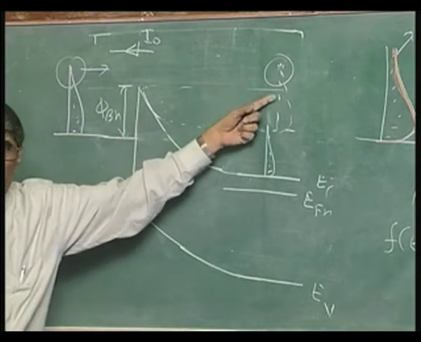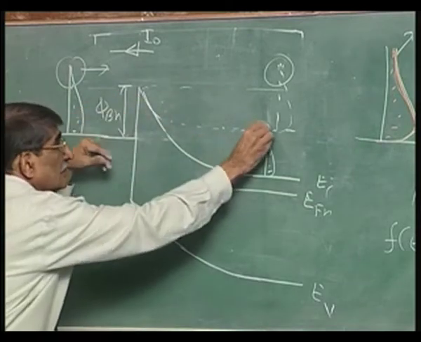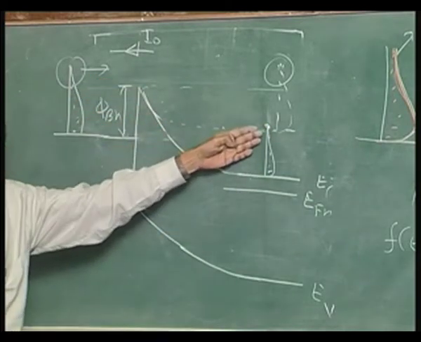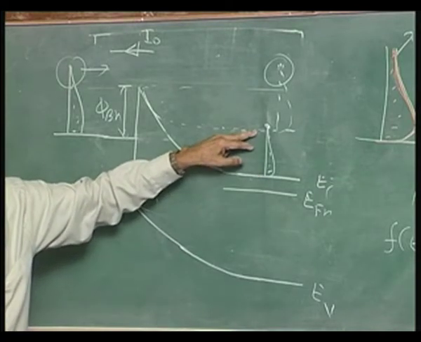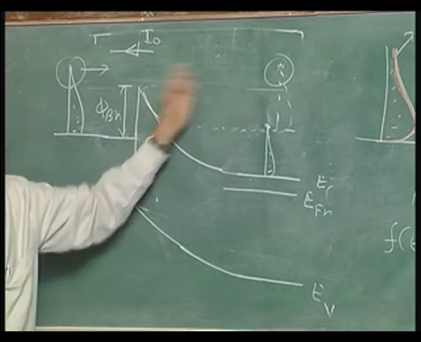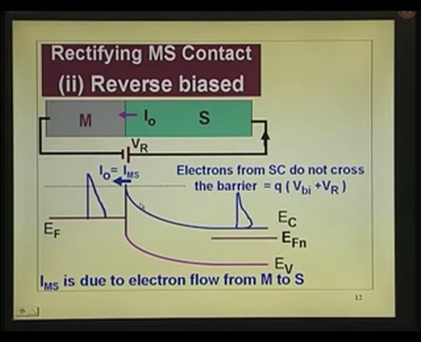What about this transfer of electrons from the semiconductor to the metal? That has dipped down, because the maximum energy that these electrons have in the semiconductor is up to that point. Beyond that point, they can't cross the barrier. They don't have the energy to climb up the barrier. So, they stay there. So, the entire electron flow is due to the transfer of electrons from the metal to the semiconductor, which is actually I naught. And there is no transfer of electrons from the semiconductor.